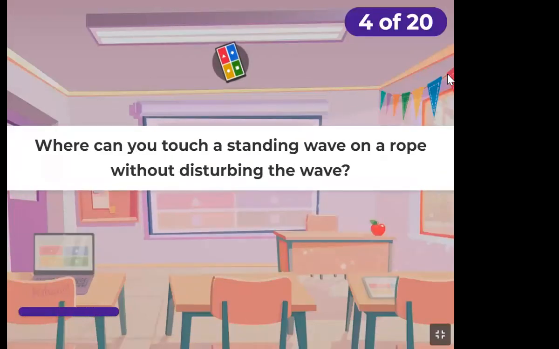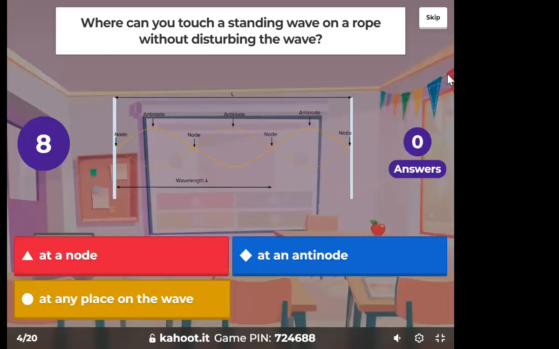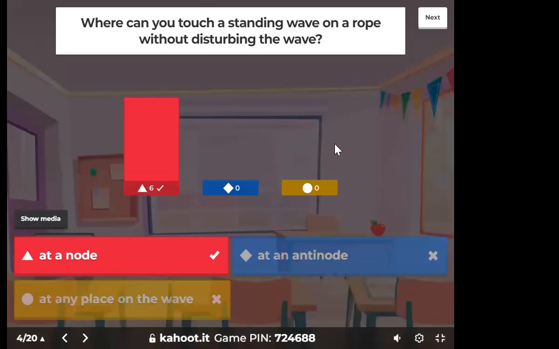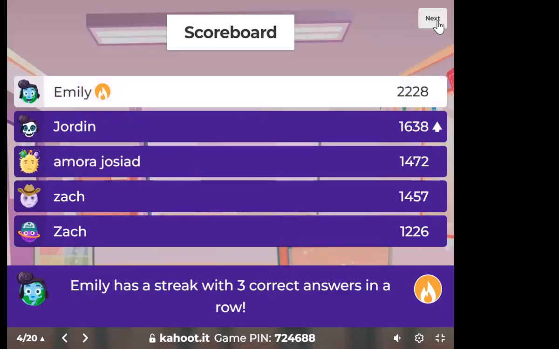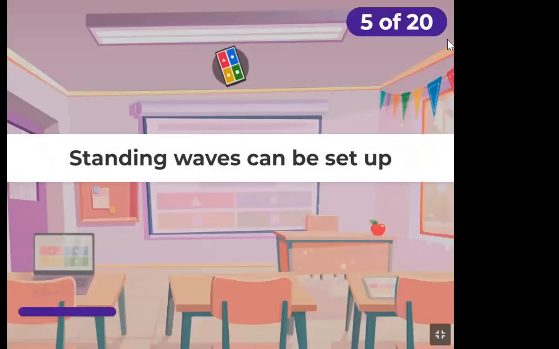Where can you touch a standing wave on a rope without disturbing the wave? I think it's these nodal points right here. Nodes, yeah, if it's a standing wave. All right, Zach, Amora, Josiah, Jordan, Emily on fire.